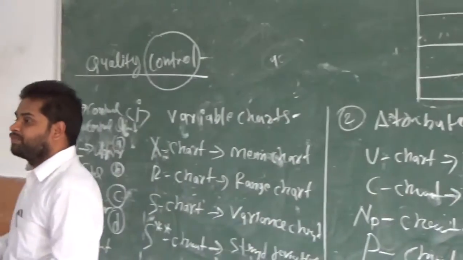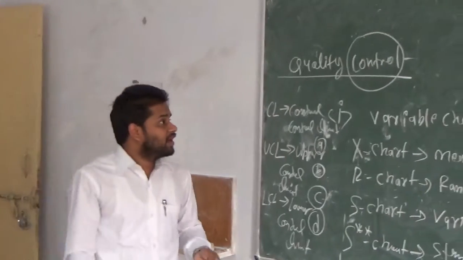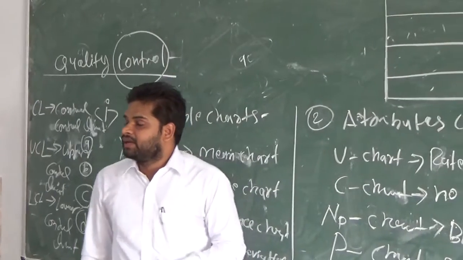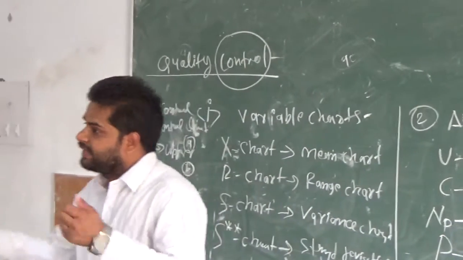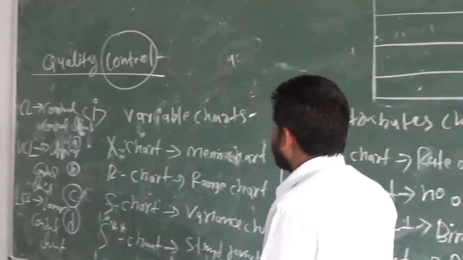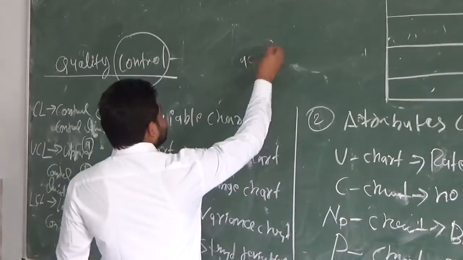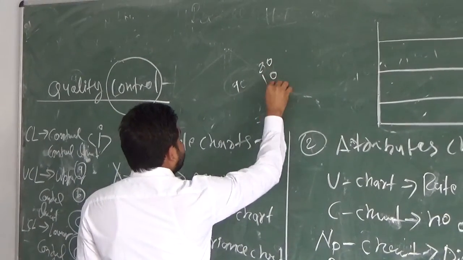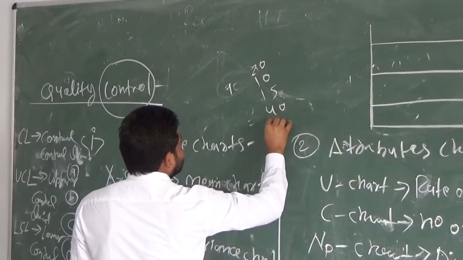Now solve the problem. Okay, solve the problem. After that we get some points, like some values. Like some samples. Like you have 10 samples. What kind of samples? Like 20, 10, 15, 40, 30.